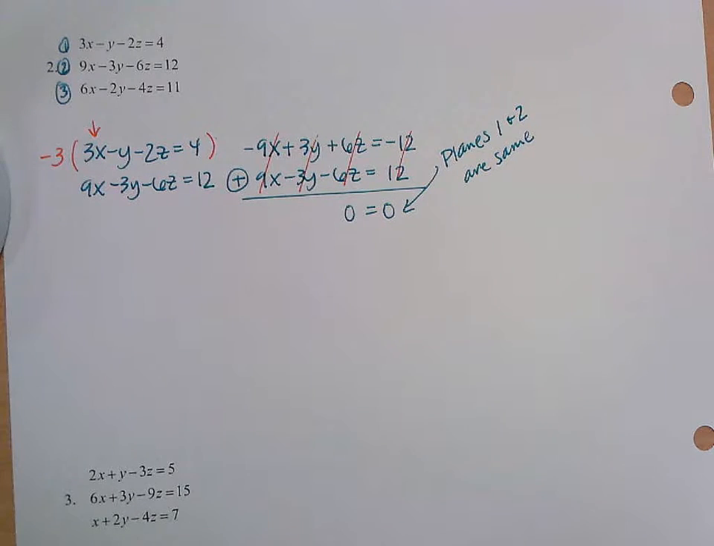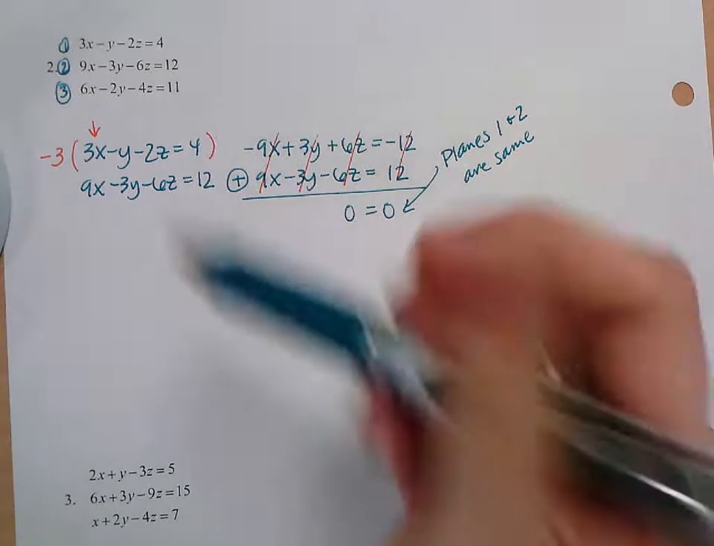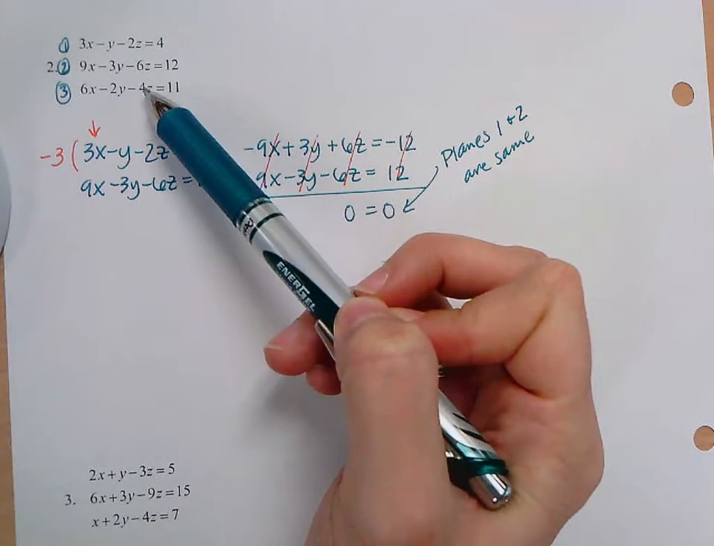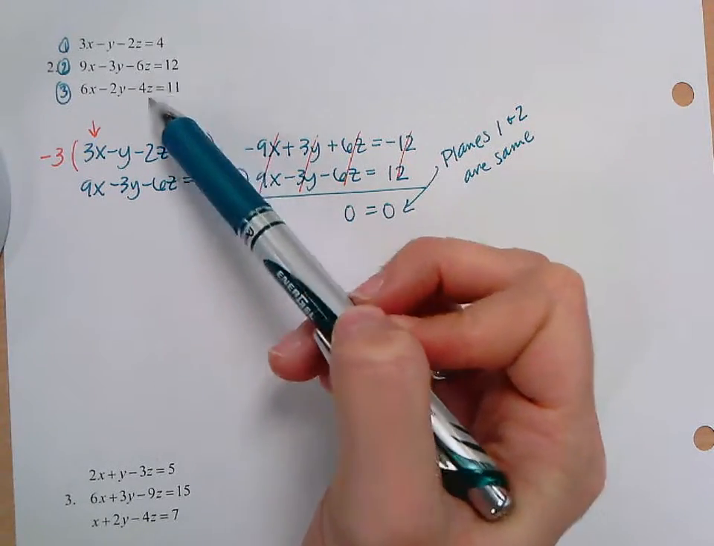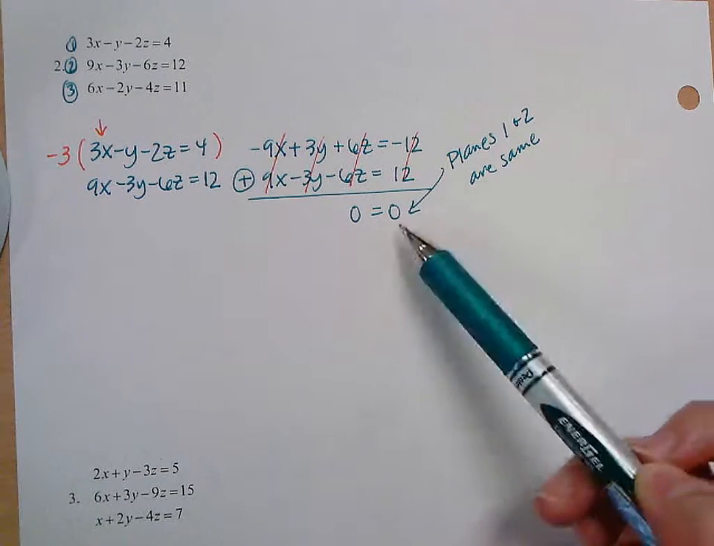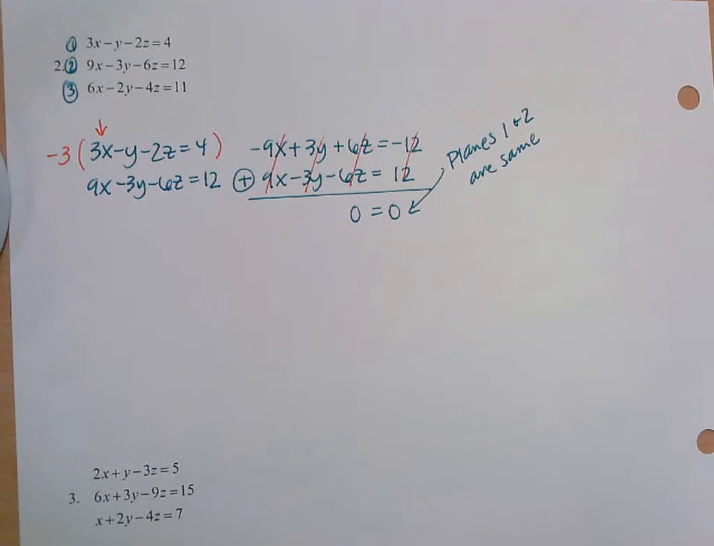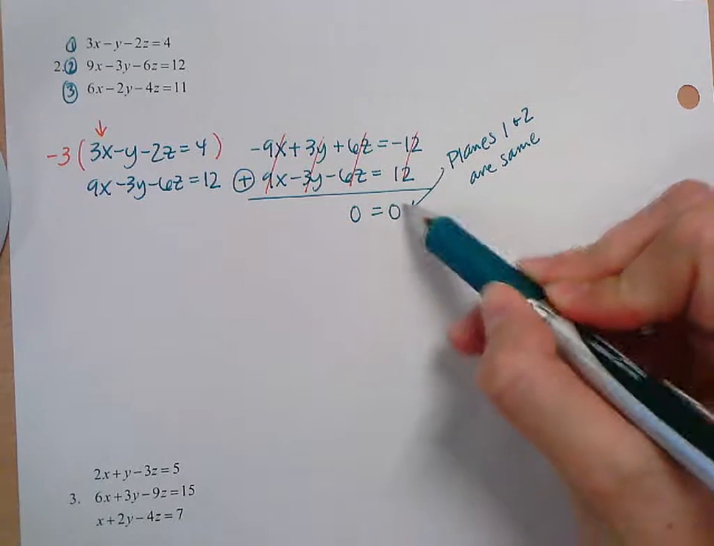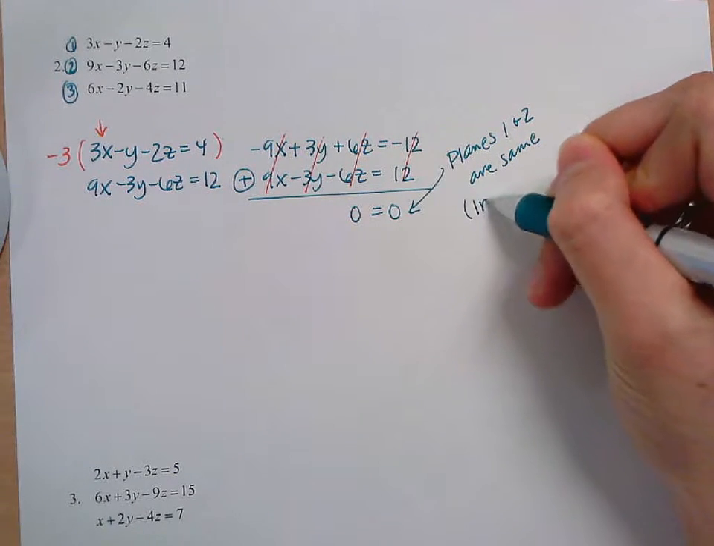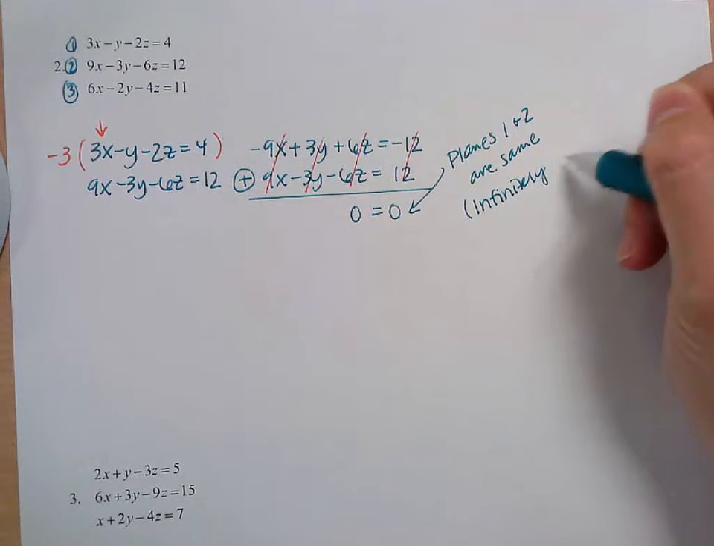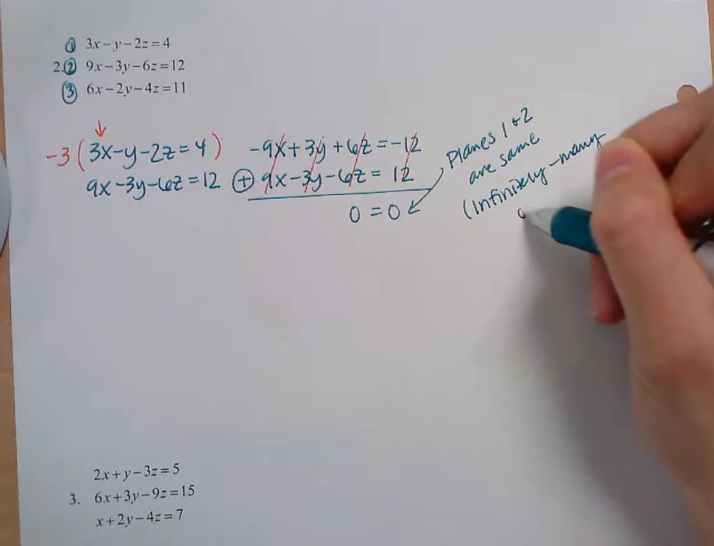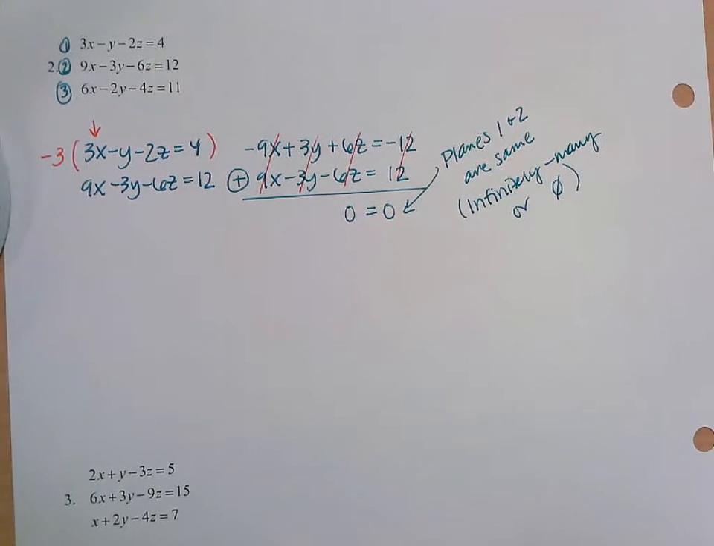So we're still in that step 1. I still have to pick another pair of equations, use equation 3 with either 1 or 2 to see if it is infinitely many solutions or no solution. If you get this in your first step, it is either going to be infinitely many or no solution. Those are your two options. So right now I know that there's not just one solution. My answer is either infinitely many or no solution, but I have to know what's happening with plane 3.